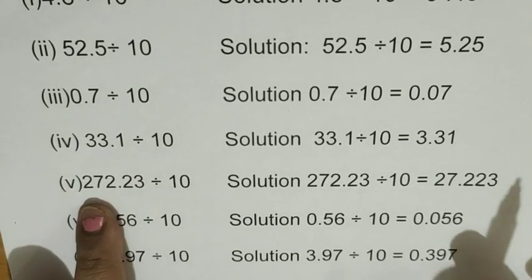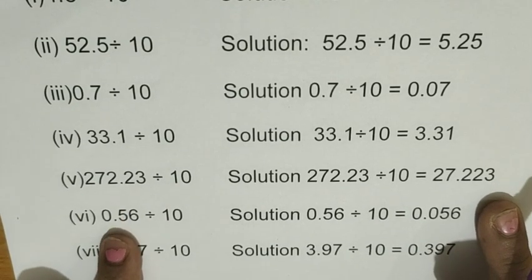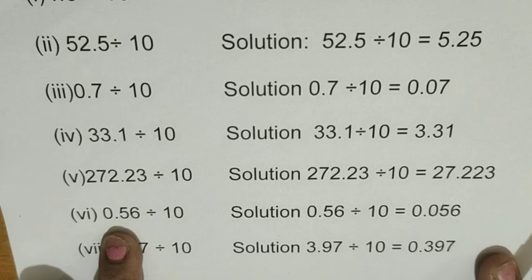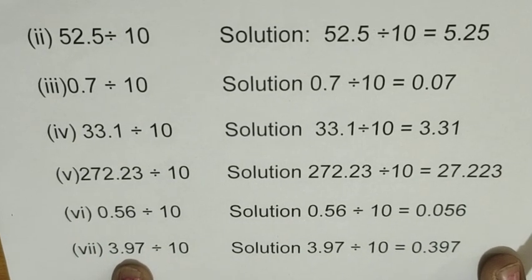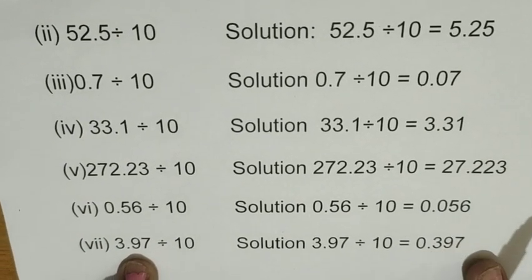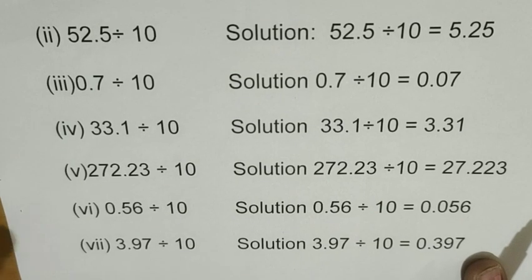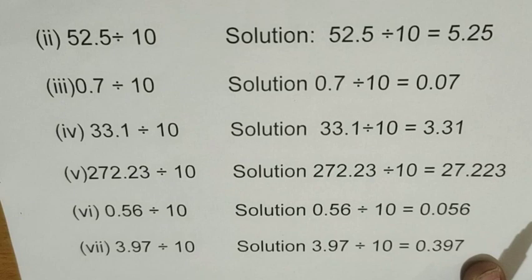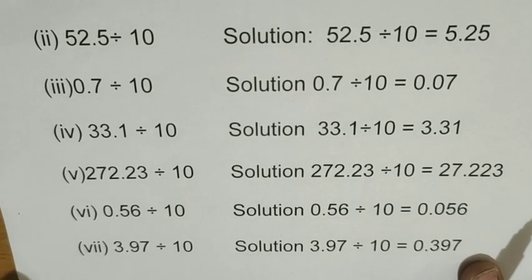272.23 becomes 27.223. 0.5756 will become 0.05756. 3.97 divided by 10 means it is 0.397. This shows that when we are dividing by 10, one decimal place is moving towards the left.